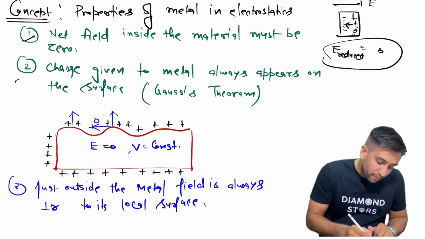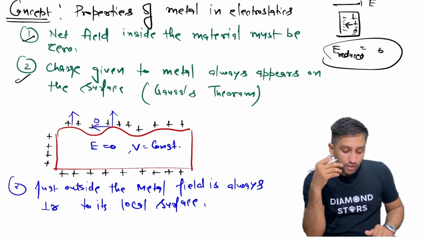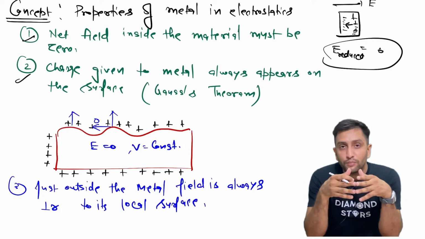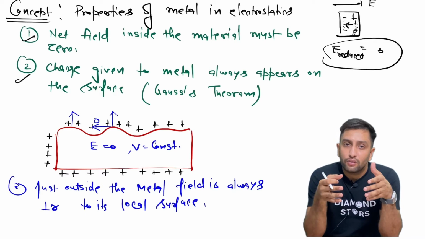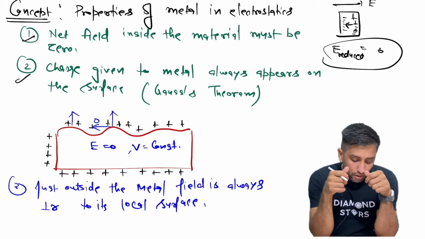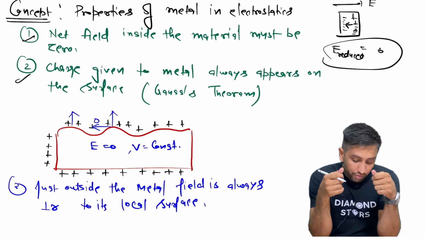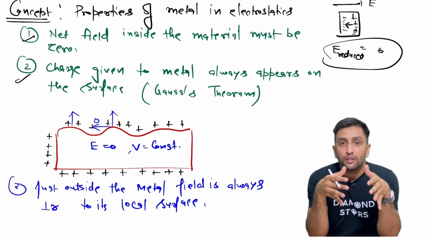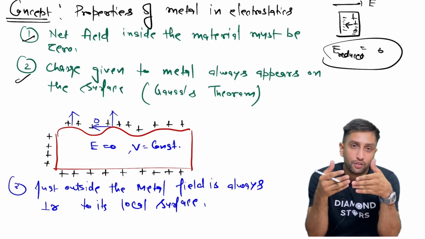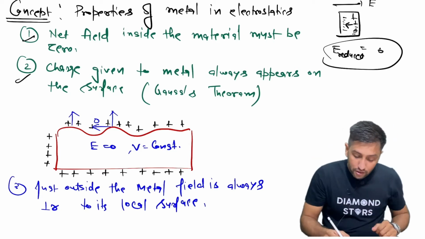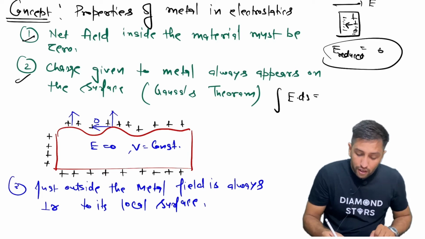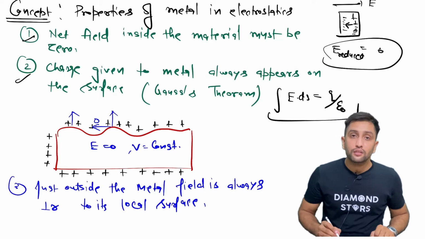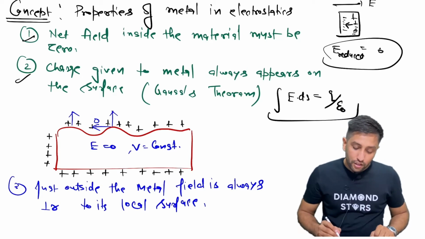Then, the charge given to a metal always appears on the surface, and that is explained by the Gauss theorem. I hope you understand the Gauss theorem. I'll be discussing it, don't worry, but till then take an idea of what the Gauss theorem is. The Gauss theorem says the electric flux through a closed surface is 1 by epsilon naught times the charge enclosed in that surface, that is, the closed integral of E dot dS equals q by epsilon naught.